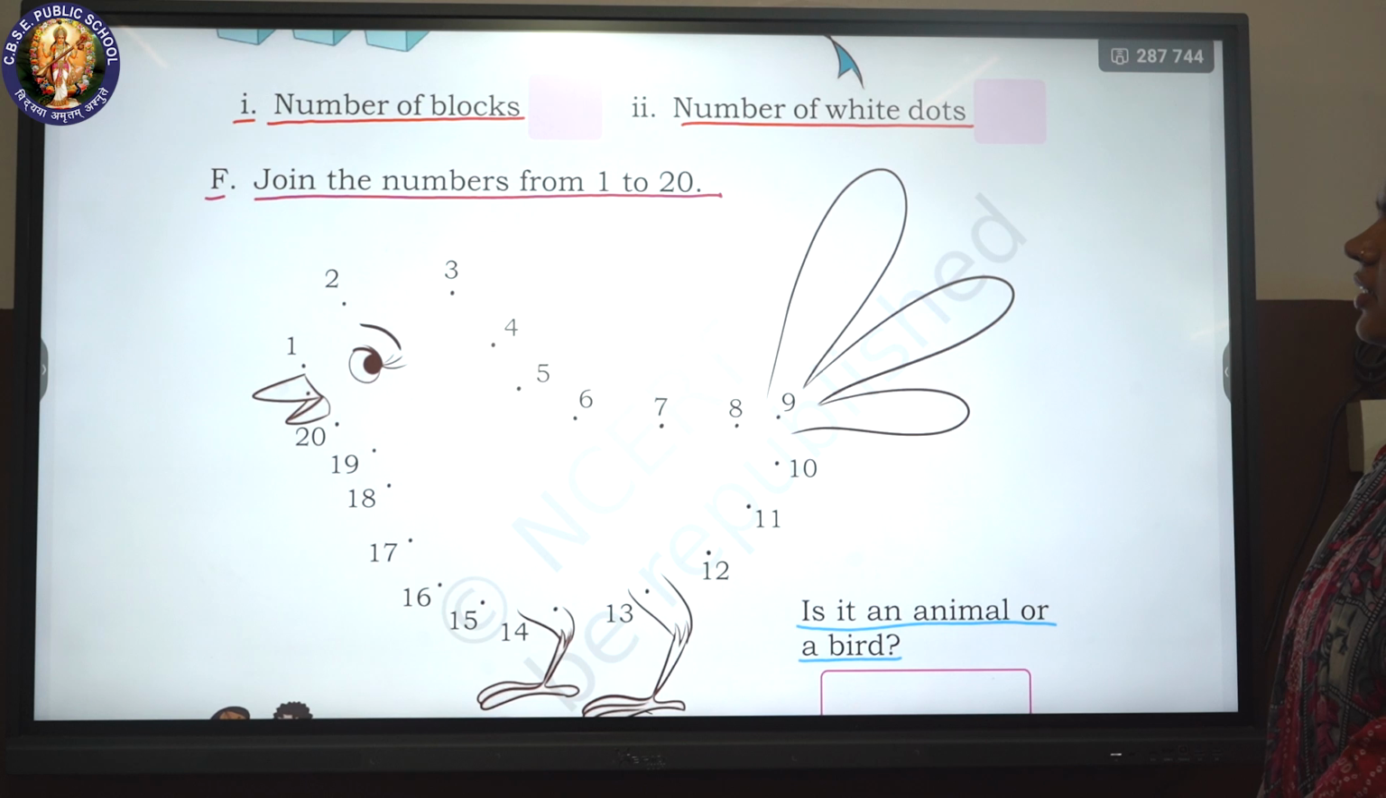E. Let us count and write. 1. Number of blocks, blank. 2. Number of white dots, blank. F. Join the numbers from 1 to 20. Is it an animal or a bird?